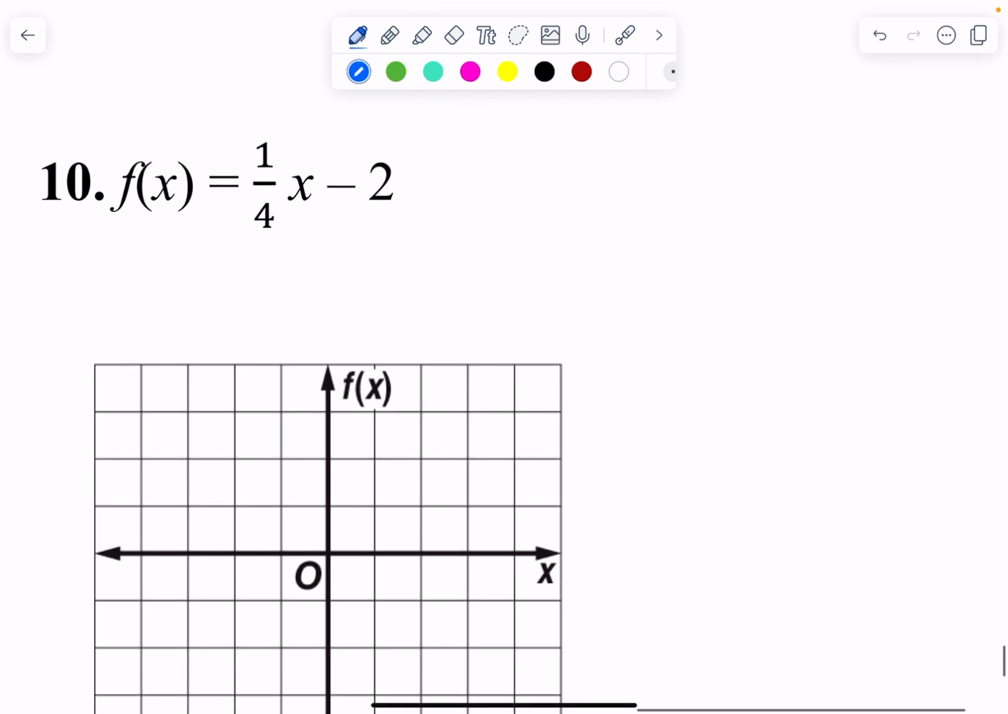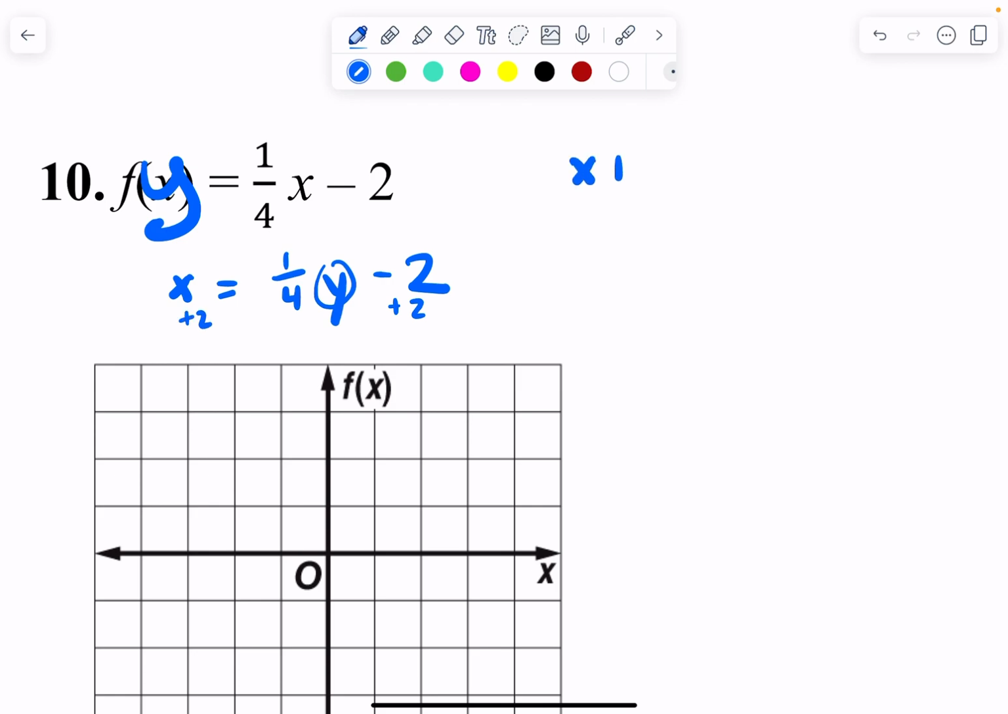All right, so step 1 is switching this to y. Step 2 is the x becomes y and the y becomes x. All right, now I have to solve for y. So I'm going to add the 2. I've got x plus 2 equals 1/4 y.